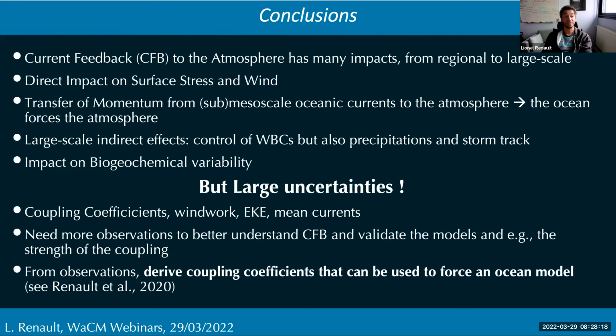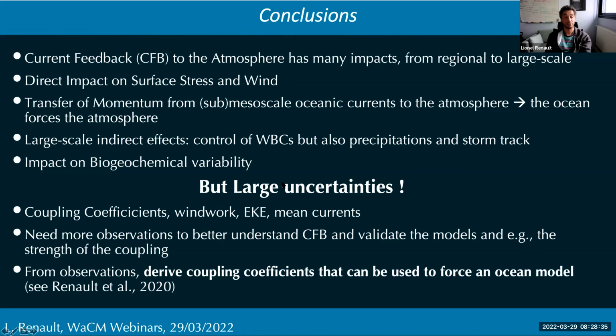And it has a large indirect effect. So for example, control of western Atlantic currents, but also precipitation and storm track. And I did not show it here, but it also has an impact on biogeochemical variability, both indirect and direct. But it has large uncertainties.